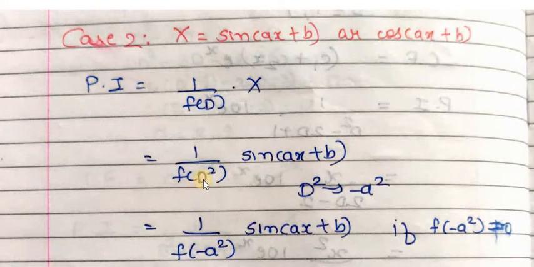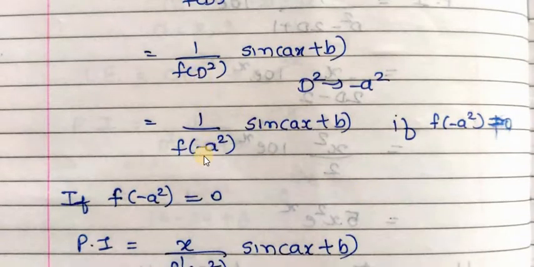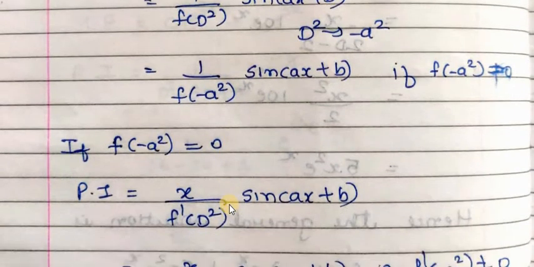So what you have to do, you have to just replace D square by minus a square, right? And if you replace D square by minus a square, it will become f of minus a square. So it must not be 0, then you can write down in this way, okay? And if f of minus a square is equal to 0, then you have to differentiate f of D square, and that will become f dash of D square, and then you have to multiply by x in the numerator.